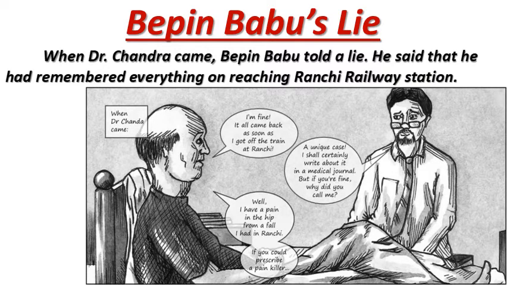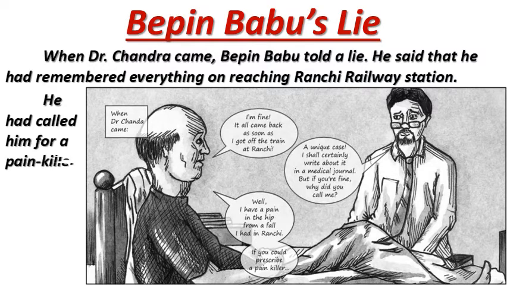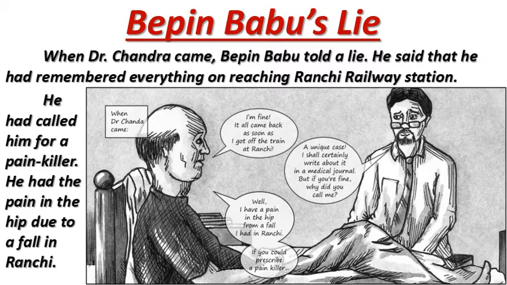Then Bipin Babu replied, "Well, I have a pain in the hip from a fall I had in Ranchi. If you could prescribe a painkiller." Means he had called him for a painkiller. He had the pain in the hip due to a fall in Ranchi. So, this was the story of the chapter Bipin Choudhury's Lapse of Memory.